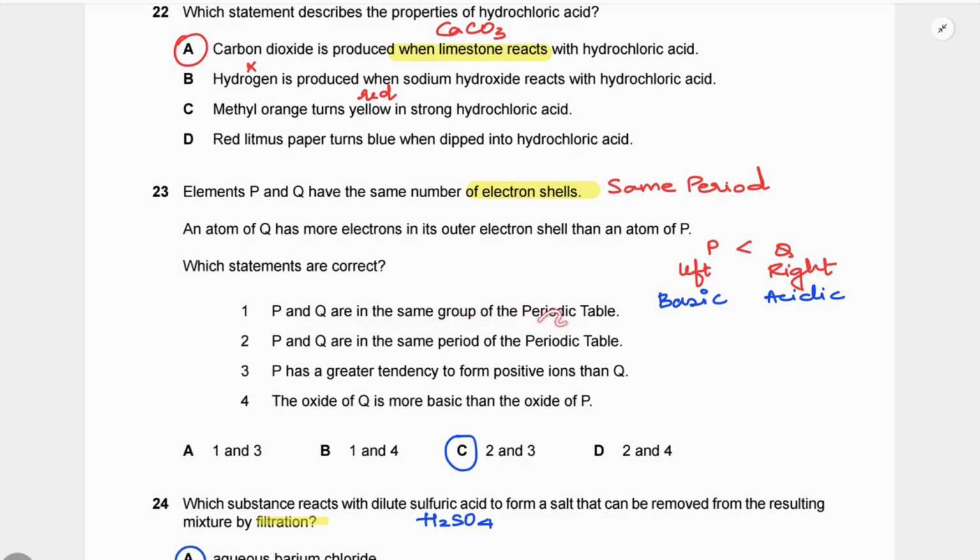P and Q are in the same group of the periodic table. No, as we have said, they are in the same period. P and Q are in the same period of the periodic table, which is correct. P has a greater tendency to form positive ions than Q. Yes, because it is on the left hand side, and on the left hand side all our metals are good electron donors. So it has a greater tendency to form a positive ion. The oxide of Q is more basic than the oxide of P, which is incorrect again. So the correct answer is 2 and 3, which is C.